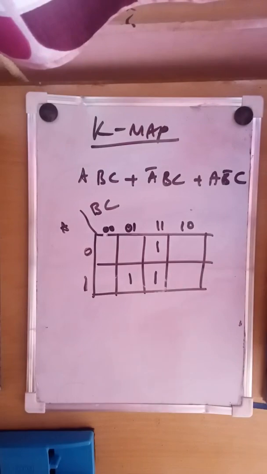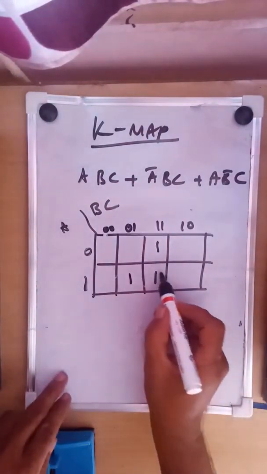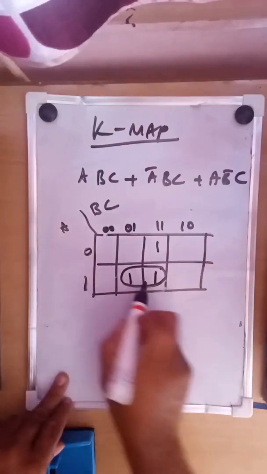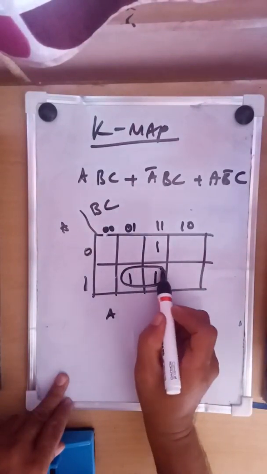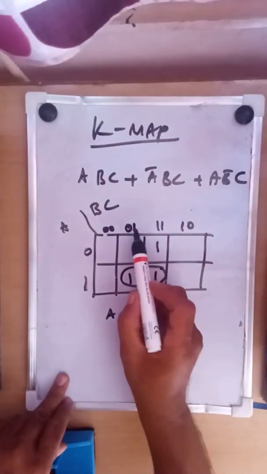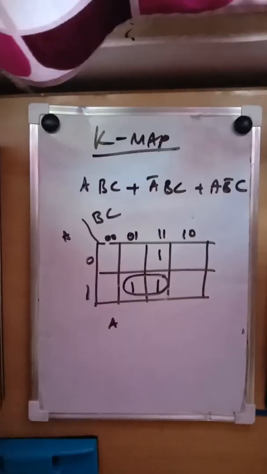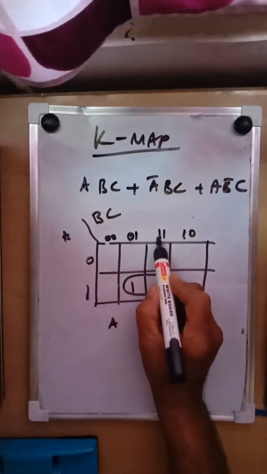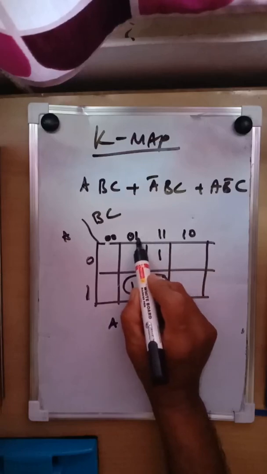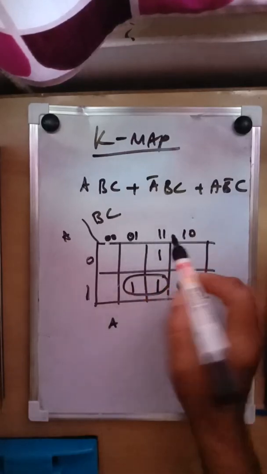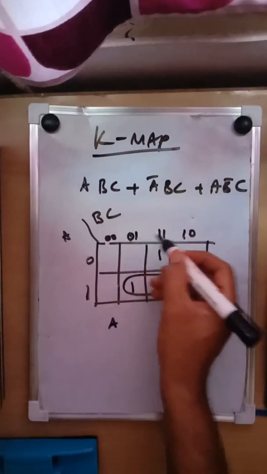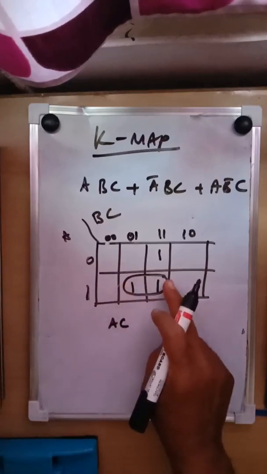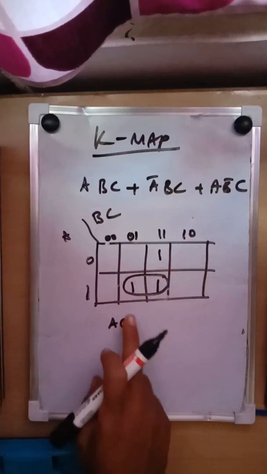Next task is to try to minimize the function. So there is a chance of encircling here, and while encircling, this room belongs to A. That means A is unchanged, and this encircle belongs to these two column rooms. That means take the unchanged value. Unchanged means this is B and this is C. B changes from 0 to 1 and C changes from 1 to 1, that means there is no change in C. So since it is 1, we can write this as C. That means this encircling gives the minimized value A and C.